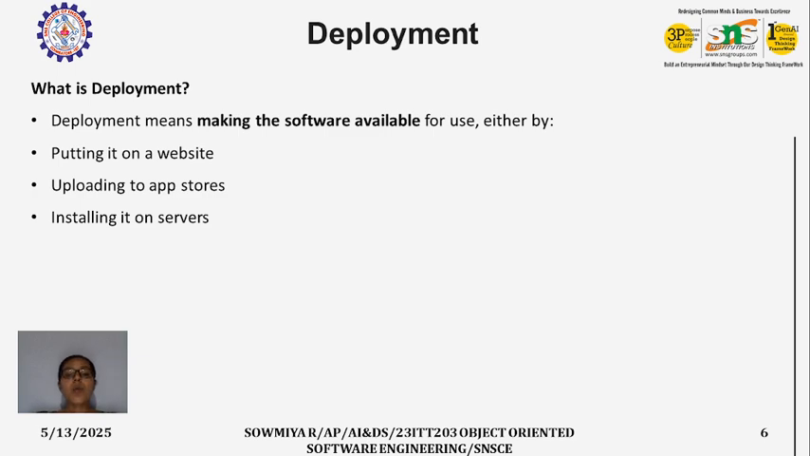Then what is deployment? Deployment is the process of making the software available to the users. This can mean hosting it on a website, uploading to an application store, or installing it on a cloud server. You have experienced deployment if you have downloaded an application from Play Store, or used a web application after clicking a link. Behind that is a successful deployment pipeline.